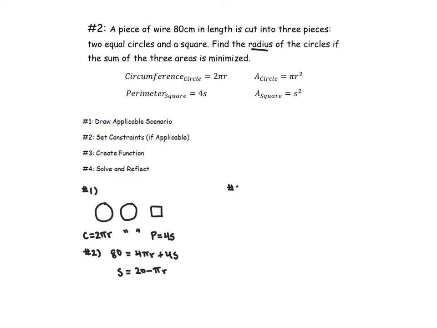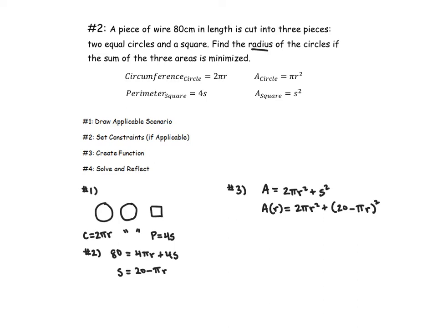So in number 3, we want to find the radius of the circles if the sum of the areas is minimized. The area of the 3 objects would be 2 circles, which would be 2 pi r squared, plus 1 square, which would be side squared. So the area in terms of r alone would be 2 pi r squared plus 20 minus pi r, squared. Notice how I substituted 20 minus pi r for s.